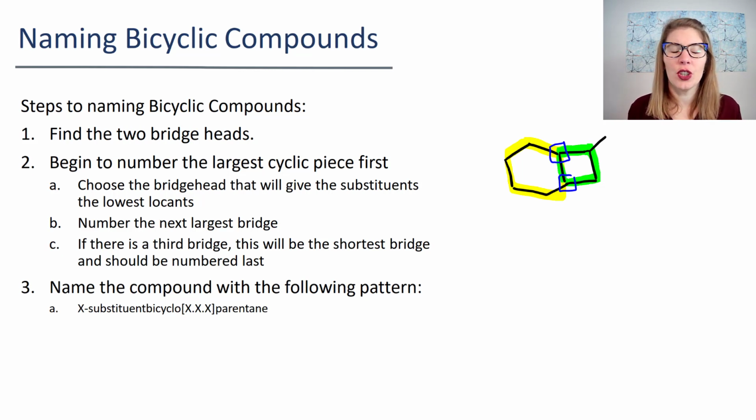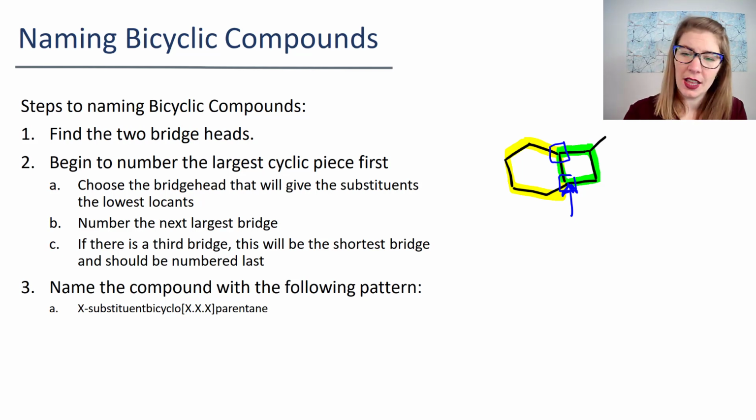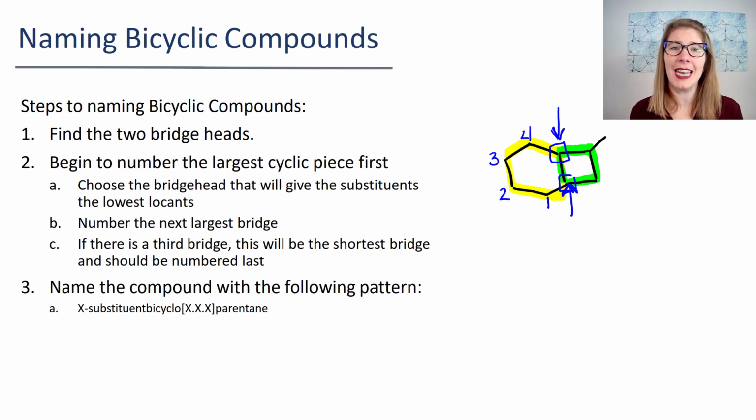Next, your requirement is that you number the largest cyclic part first. The part that I've highlighted in yellow then gets numbered first because if we start at a bridgehead, so imagine you are here at this bridgehead, and you walk along the yellow pathway until you get to the other bridgehead, then you have 1, 2, 3, 4 carbons before you show up to the next bridgehead.